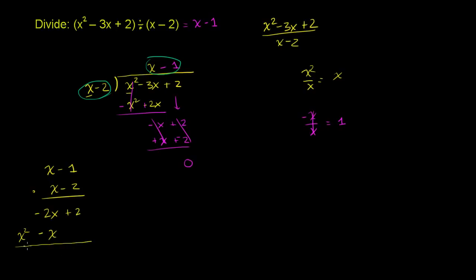And then add all the like terms. X squared, negative 2x minus x, that's negative 3x. And then 2 plus nothing is just 2. And so we got that polynomial again.